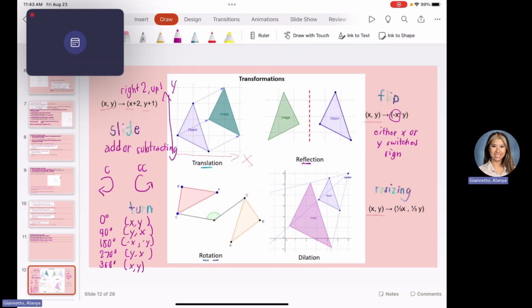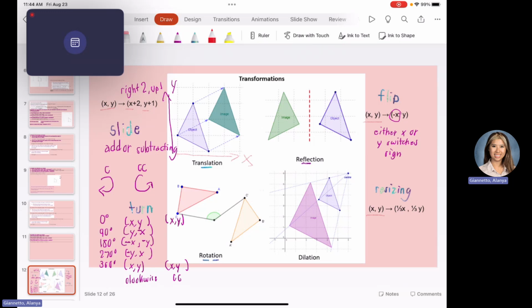One of the ways that I like to remember the rotation rules is, of course, first I flip the order of the x and the y in the 90 degrees and 270 degrees. But then I also know that a soldier goes right, left, right, left. And so this is specifically the rule for the clockwise direction. And counterclockwise would actually be the opposite. So 360 would still be x comma y. 0 degrees would also be x comma y.